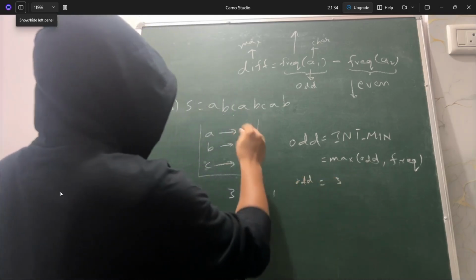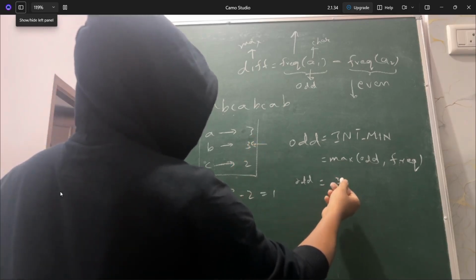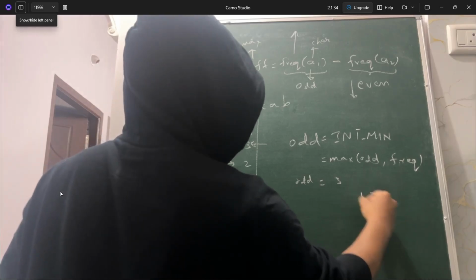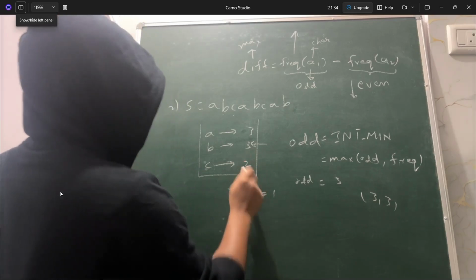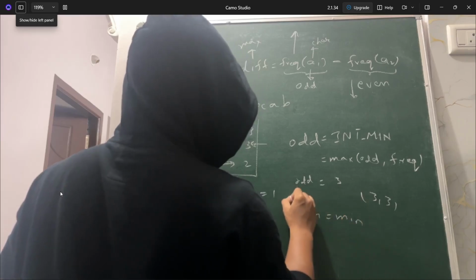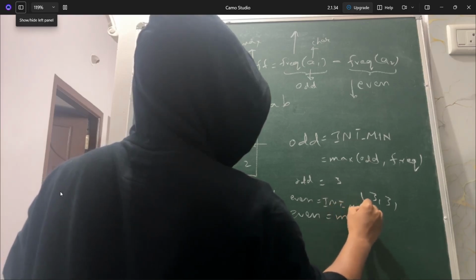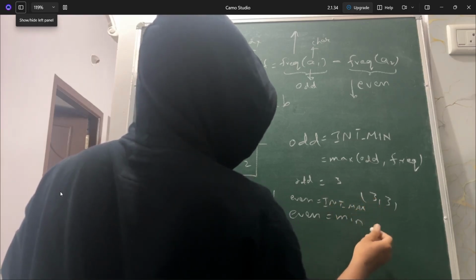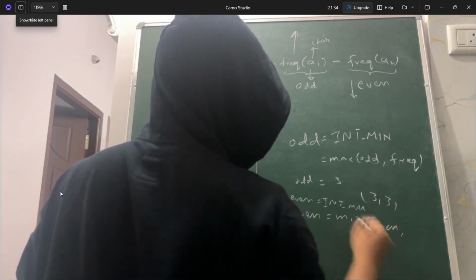Again we'll go to the second iteration. In this case you have 3 comma 3 max, which is 3 only, so we'll put it here. And whenever this frequency is even, in that case we're trying to minimize the value, right? First we'll initialize even to int max, and we're taking minimum of even comma this frequency.